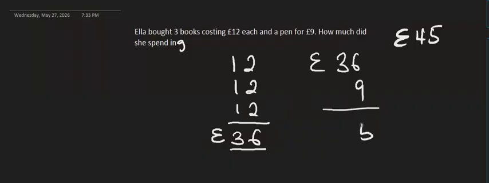Or we'll say 12 times 3, any of them. So that gives us 36, right? And a pen for 9 pounds. So 36 plus 9. So we have 36 pounds plus 9 pounds. We add that together, that gives us 45 pounds. So that is very correct. So Mariah, you're already doing well. Is that okay?